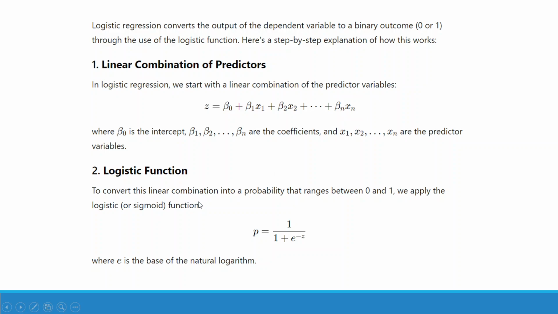To convert this linear combination into a probability that ranges between 0 and 1, we apply the logistic or sigmoid function. So P is equal to 1 upon 1 plus e raised to minus z. What is z? This. We insert these values, where e is the base of the natural logarithm. Please remember this formula.